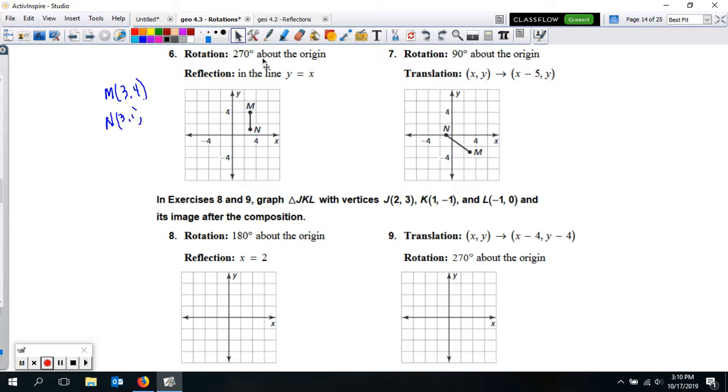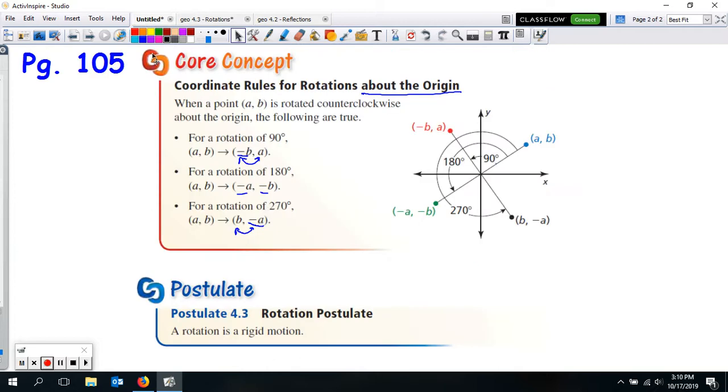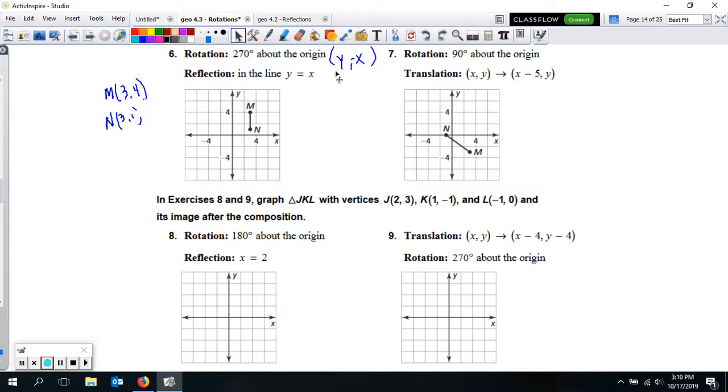And so for a 270 about the origin, what we're going to do is switch them. Y is going to go first, then x, but x is going to become a negative. So that's what we do over here. We're going to do this, y first, but negative x second.